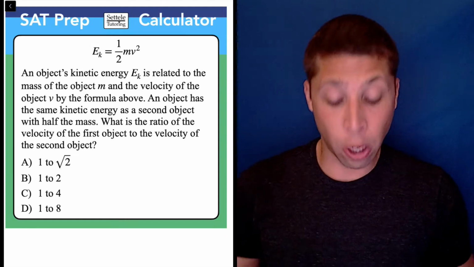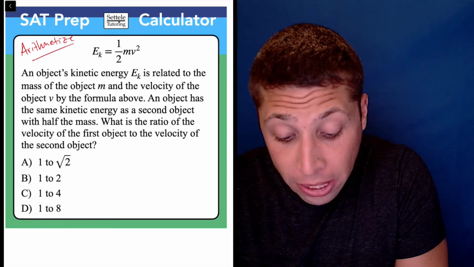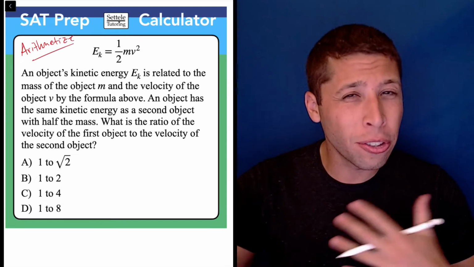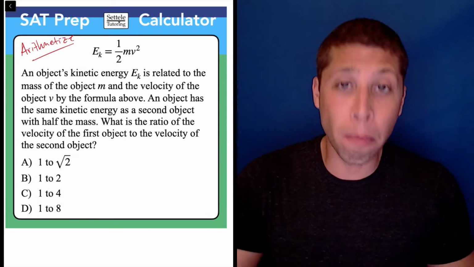This is absolutely a question where I would arithmetize. I'm going to make up numbers for these variables because this is dangerous. They're asking us to change things. The mass is changing. The energy is staying the same. We're comparing velocities, but we don't have any numbers to compare.